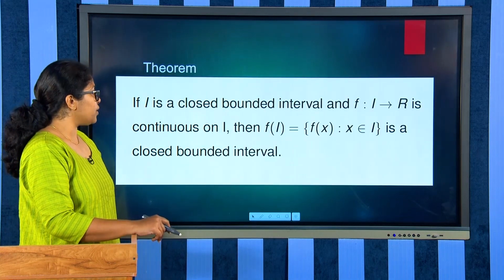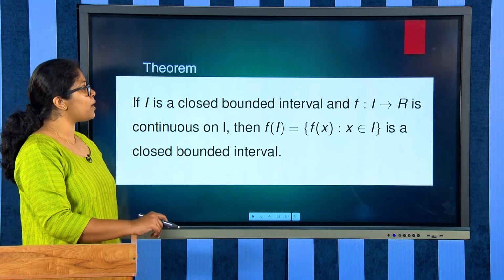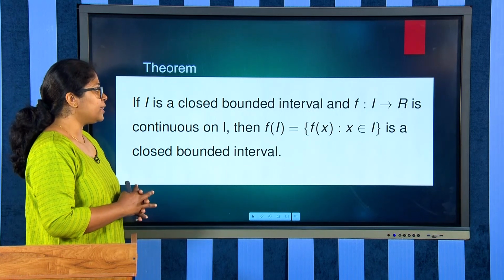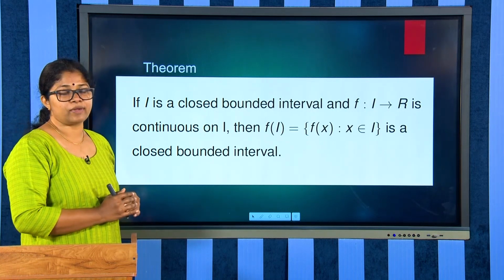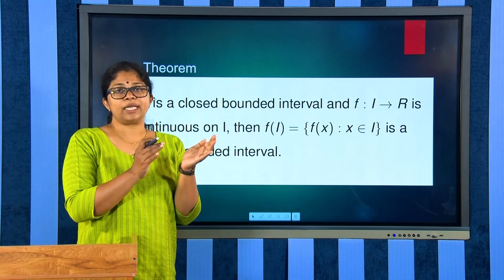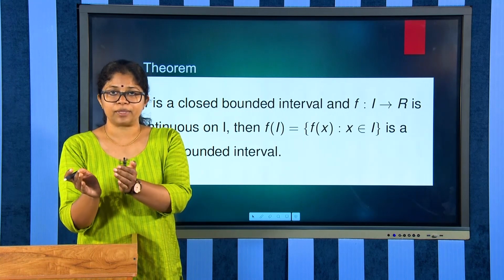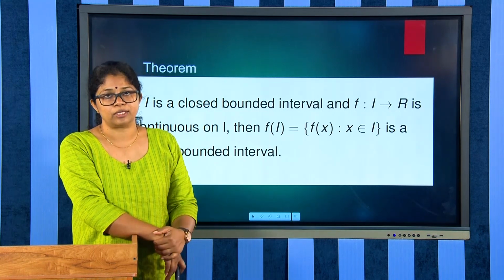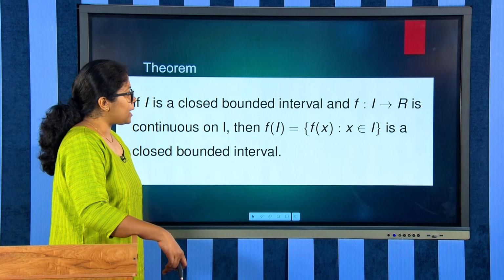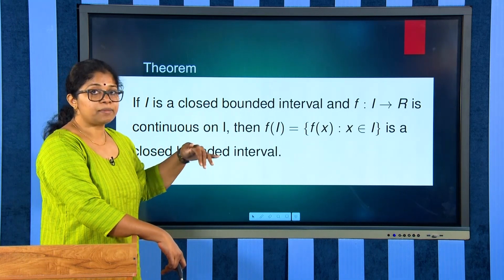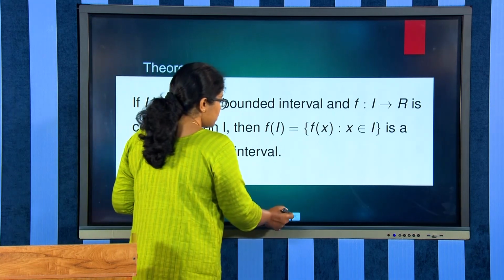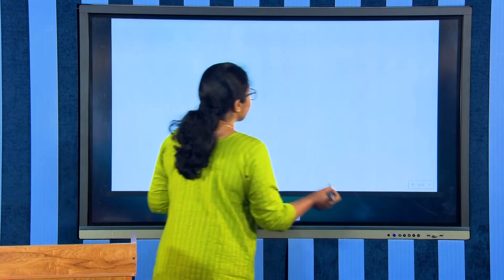The next is an important result. If I is a closed bounded interval and f is a function from I to R that is continuous on I, then f of I is a closed bounded interval. The importance of this theorem is that a continuous function takes a closed bounded interval from the domain to a closed bounded interval in the range. The theorem actually follows from the maximum minimum theorem and obviously Bolzano's intermediate value theorem. So I will give you an outline of the proof.